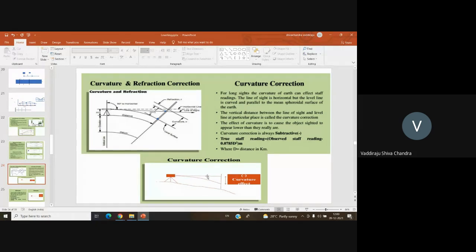But my line of sight is getting bisected at this point. So I need to remove this portion in order to get the accurate RL of this point. So that is the reason why we need to always subtract the curvature correction.